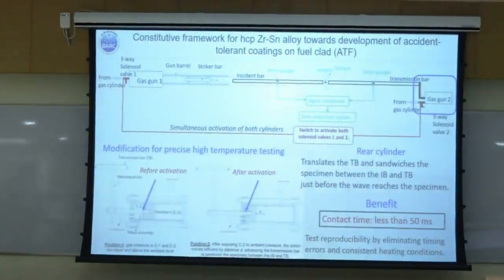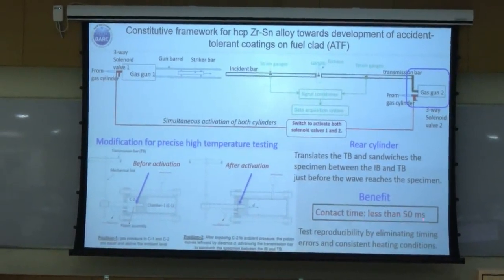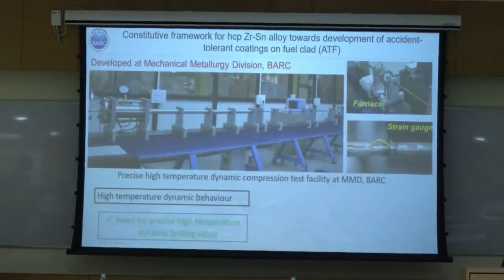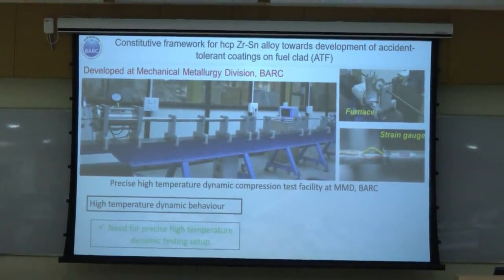we have modified the Hopkinson bar setup where we have a gas gun at the rear end, which basically sandwiches the sample just before the wave passes through the sample. So both the guns, gas gun one, which propels the striker bar, and the transmission bar, trigger at one time and ensure that the temperature drop during the test is quite minimum. So overall contact time of the sample with the bars has been reduced to less than 15 milliseconds, and this resulted in better test reproducibility. This is the bar that has been developed at our division for carrying out high temperature tests.